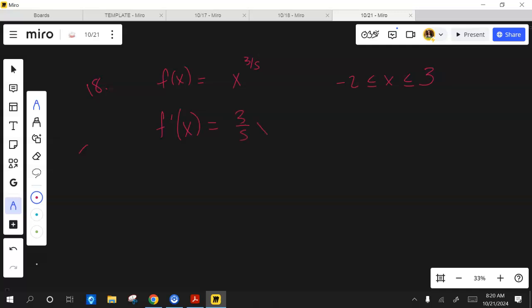So 3/5 x to the negative 2/5, which puts that in the bottom, right? So I've got an x in the bottom. Well, that's never going to equal 0 because if I have a 3 up top, it doesn't matter here. The only way to get 0 is if the top is 0. So it's never going to equal 0. But what I do have to consider are the places where it's undefined.